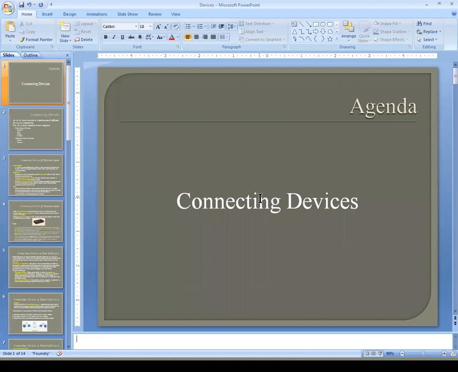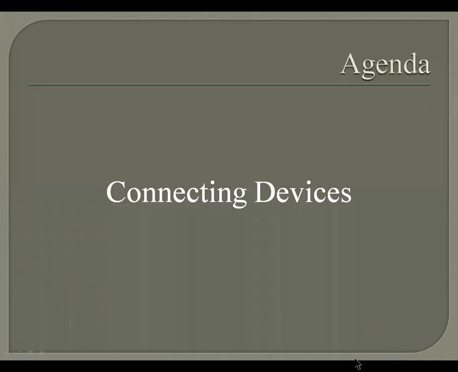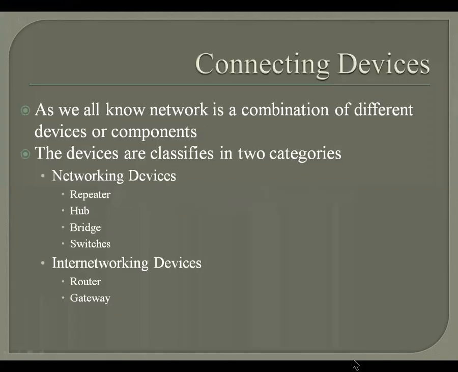Today we are going to discuss the different types of connecting devices available in the computer network. So let's start with the computer network connecting devices. As we all know, a network is a combination of different devices or components. They are made up with the help of devices and some kind of components. So what categories are available in these connecting devices?